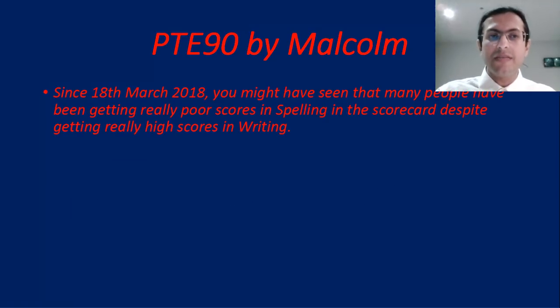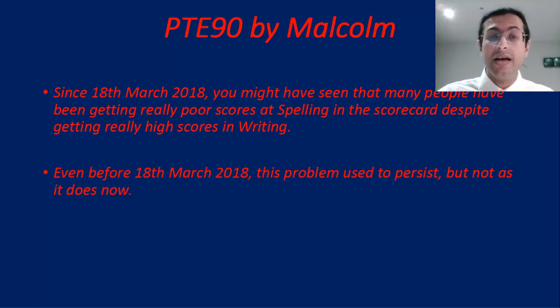So basically, as I've written on the screen, since 18th of March 2018, you might have seen that many people have been getting really poor scores in spelling in the scorecard, despite getting really high scores in writing. And let me also share with you that even before 18th of March, this problem was there. People used to get 90 in writing, 90 in everything, in all their scores, except spelling, which could have been a ridiculously low score, such as 19 as well.